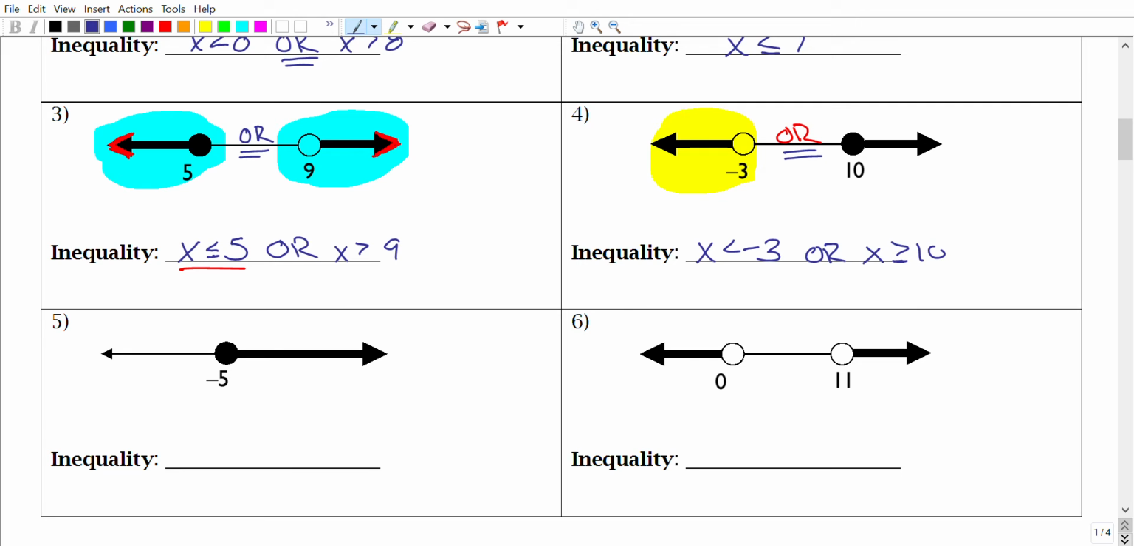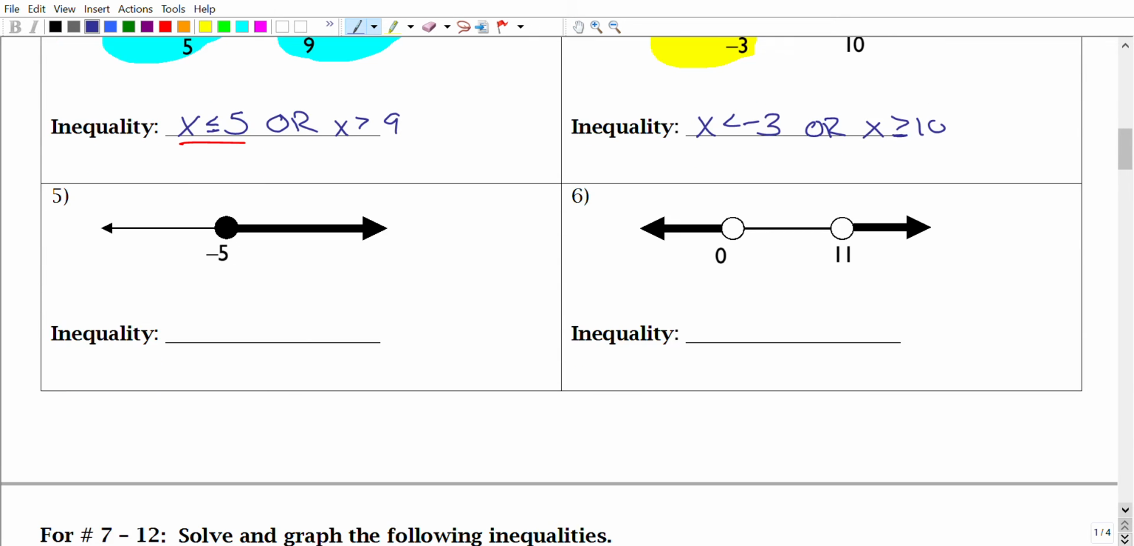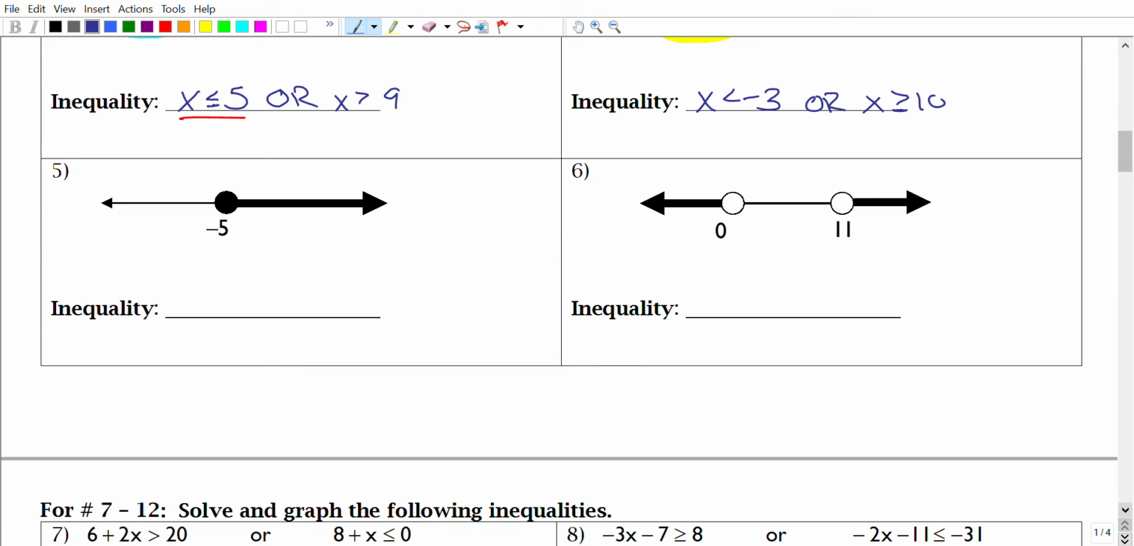All right, guys, why don't you go ahead and pause the video right now and try out number 5 and 6. All right, guys, let's go ahead and see how you did on 5 and 6. So 5, you'll notice that there is no gap between two shaded regions because there's only one shaded region. It's only this one being shaded to the right.